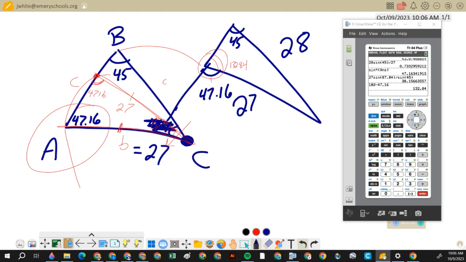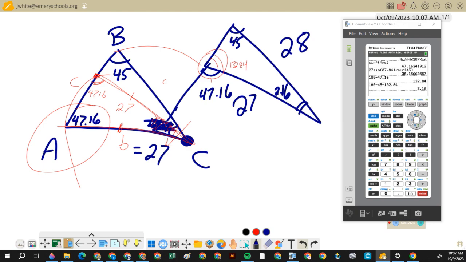What? Yeah, you just do A, B, C, that's one triangle, and then you just list it again. Okay, so how big is the missing angle now? 180 minus 45 minus 132.84 is 2.16. Yep, C is now 2.16.